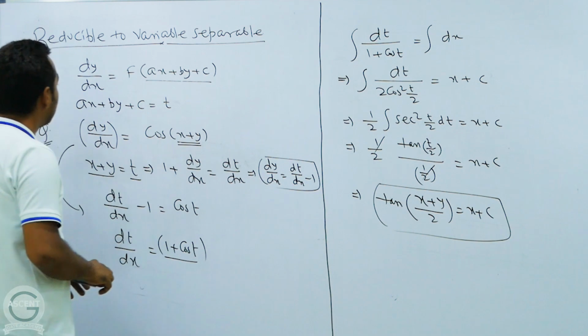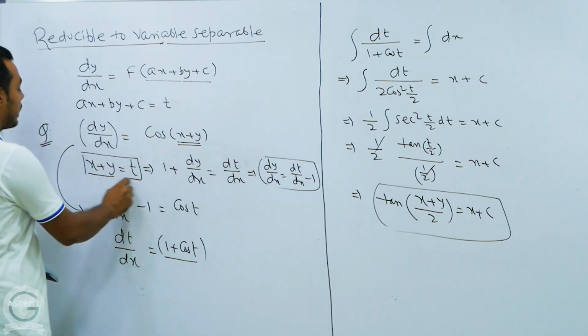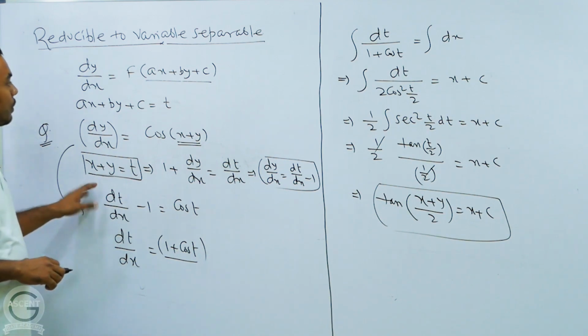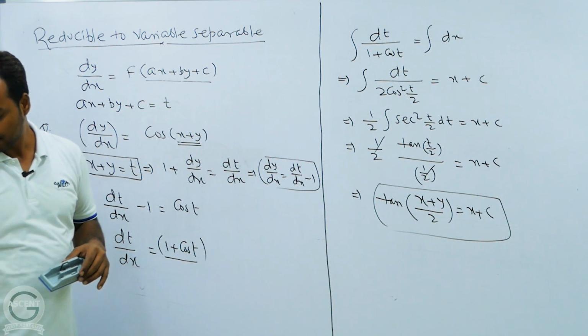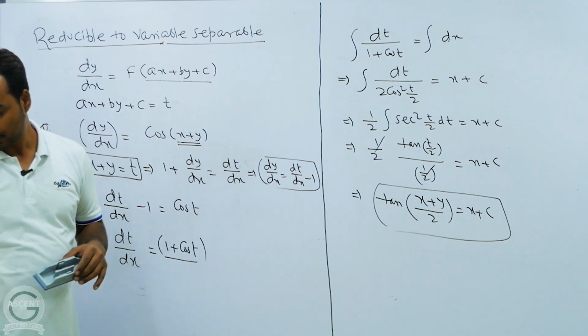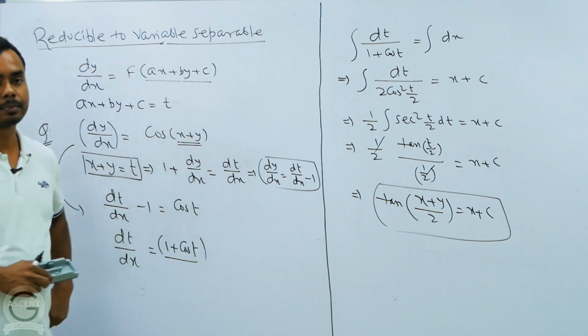So here you can see that you cannot directly separate the variables, but once you have done this substitution, x plus y equals t, then you can easily separate the variables. We have one more problem based on this variable separable method, so we'll discuss that after this problem.